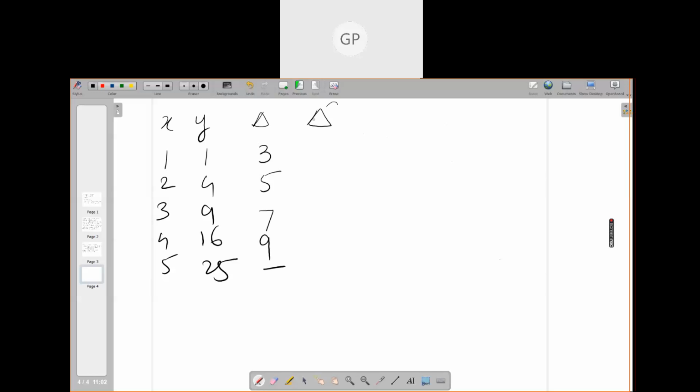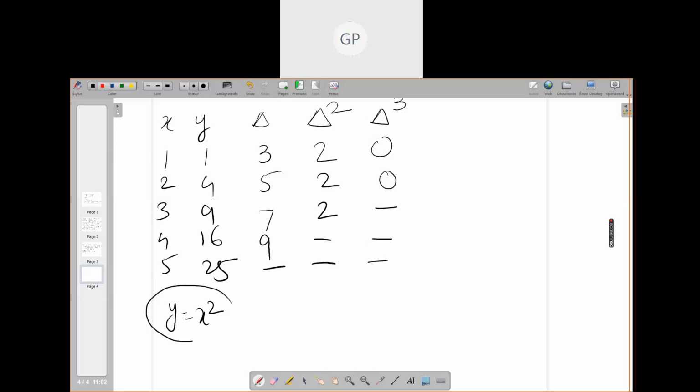In delta square I will have how many values? 3. In delta cube how many values? 2. They are becoming 0 because my polynomial is of degree 2 now. I have taken the function y equal to x square. Here I have taken the function, but in the problem you will not be given the function. I have taken an example here. Now delta raised to 4 will also become 0.